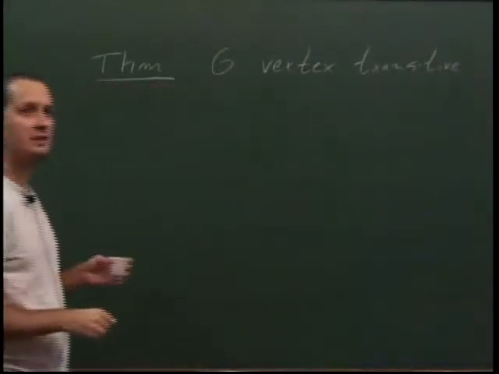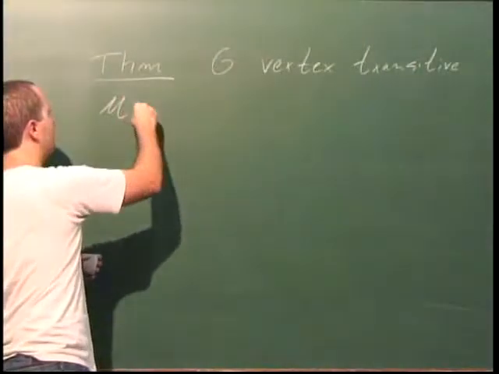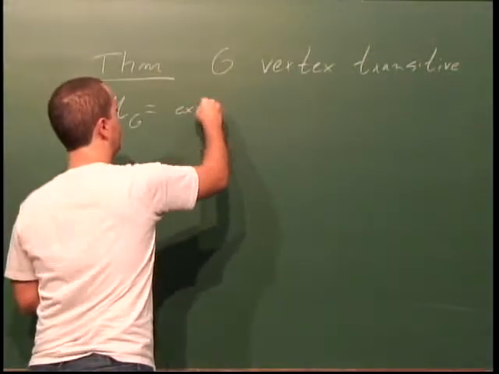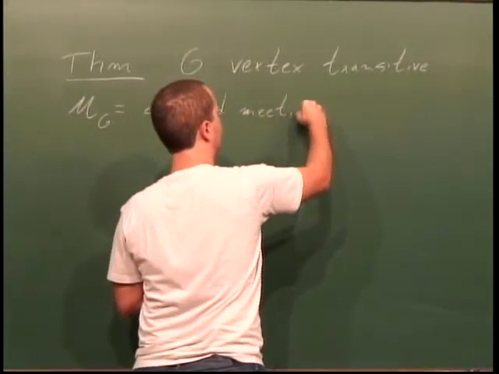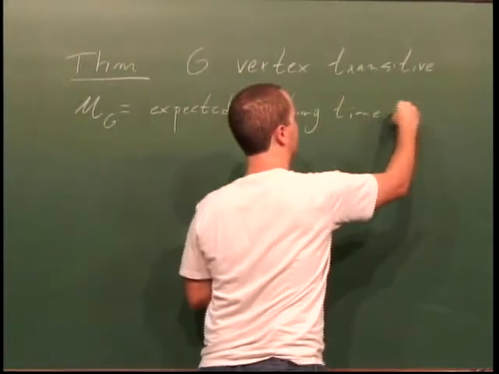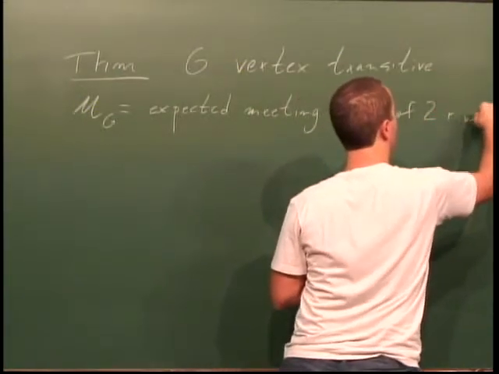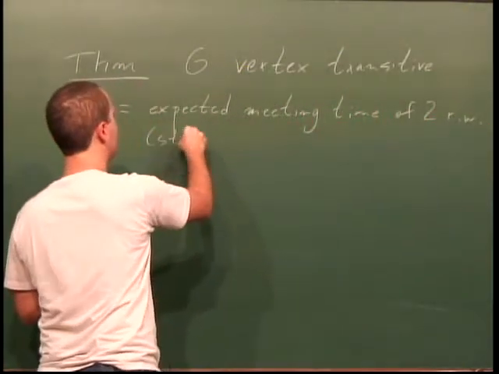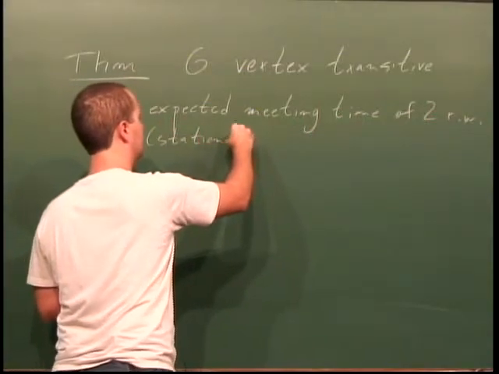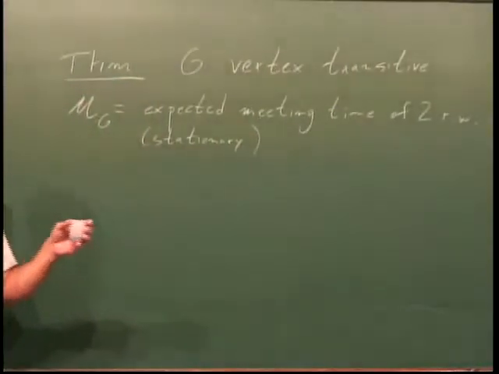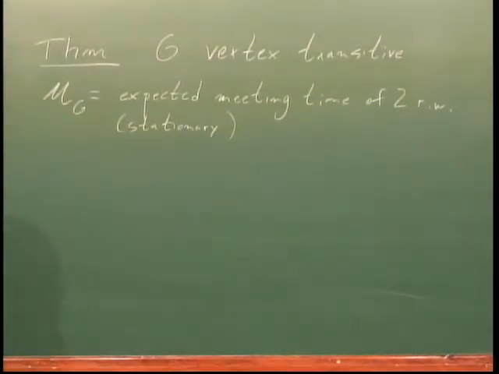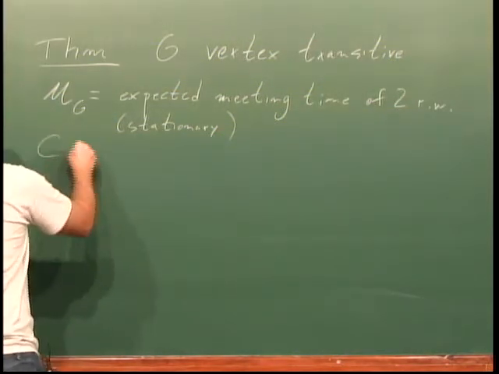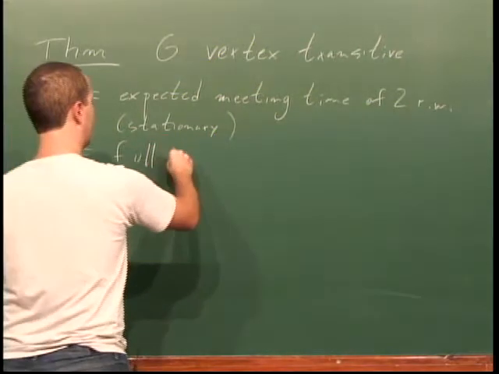Say you have a vertex transitive graph. Let me define that parameter mu sub g, the expected meeting time of two random walks starting from the stationary distribution, which in this case is uniform. So pick two vertices in your graph uniformly at random, start a random walk from each, look how long it takes for them to meet, and take the expected value. That's a parameter here. And C is what I call the full coalescence time.